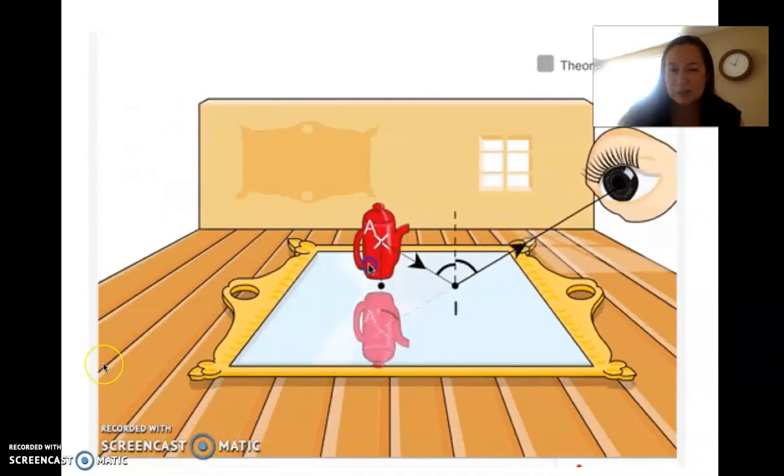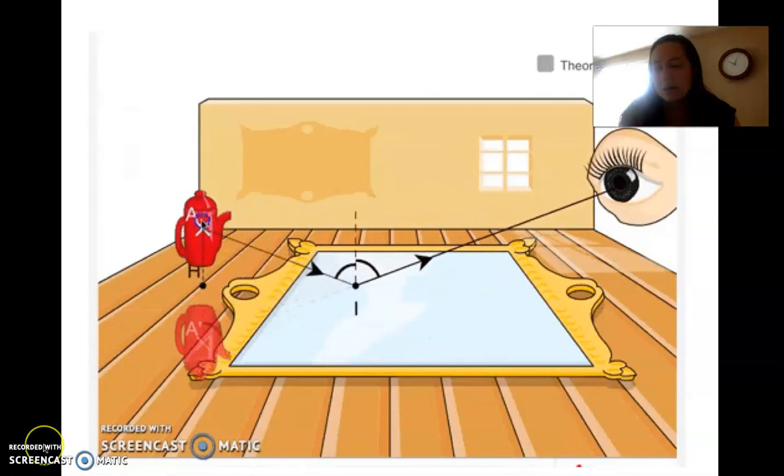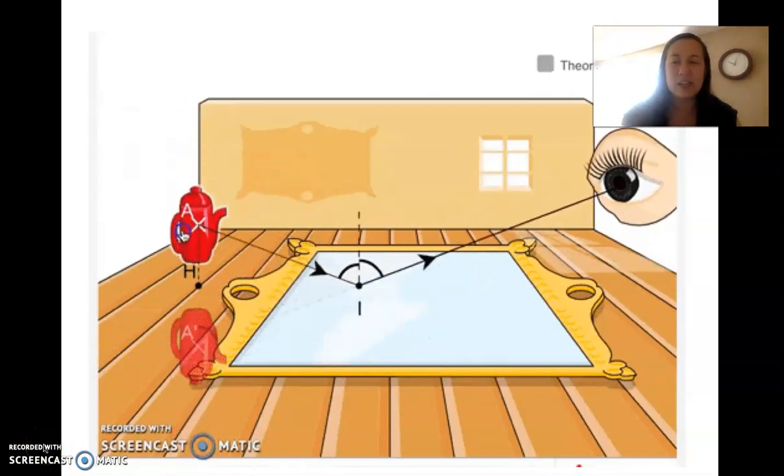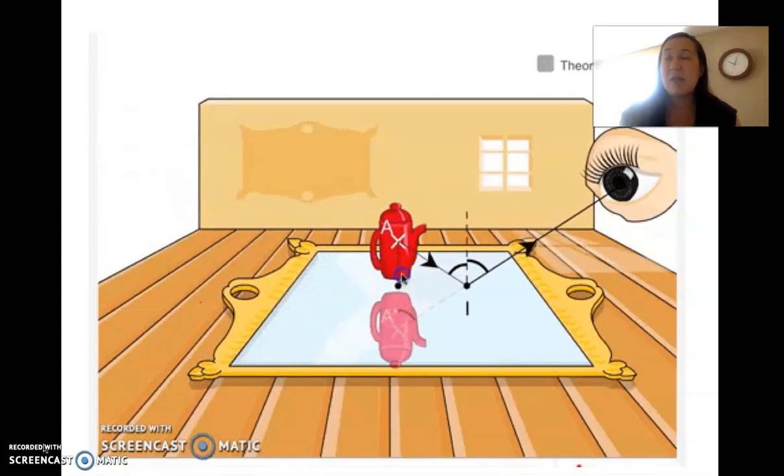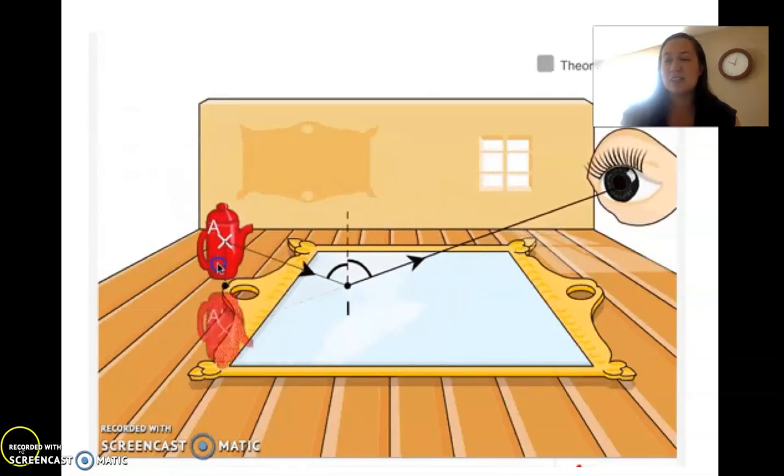Right? So let's get on with a little bit of a break here, check our comprehension, and then we'll move on to curved mirrors.